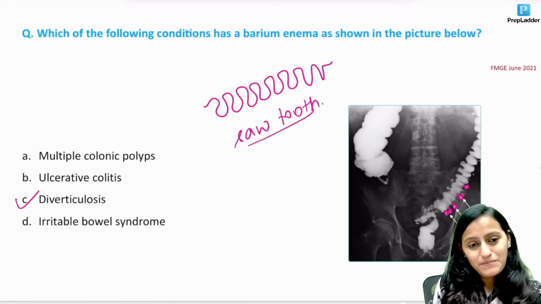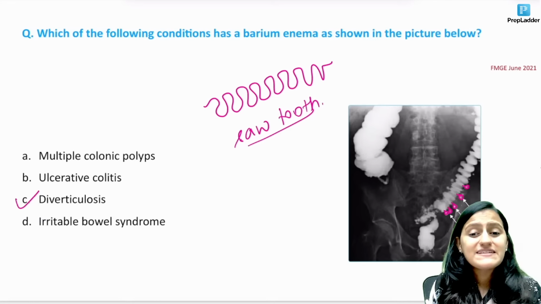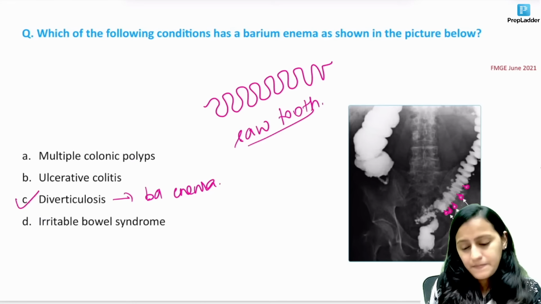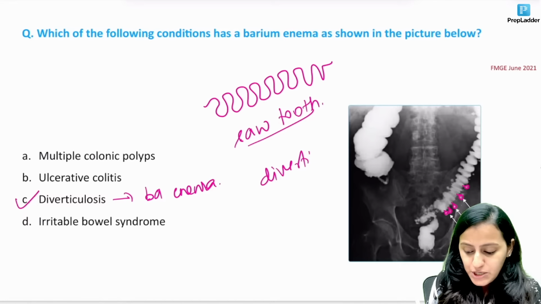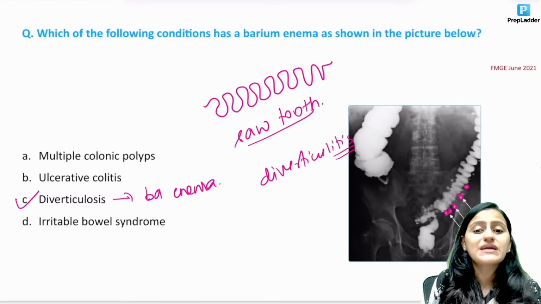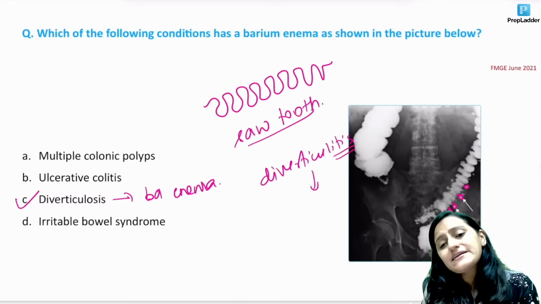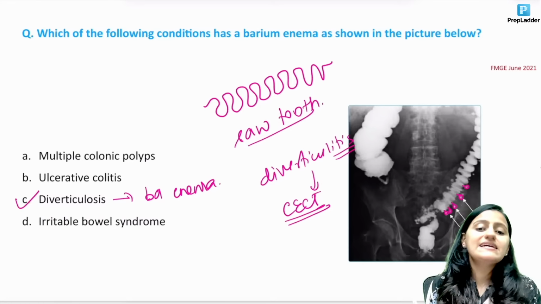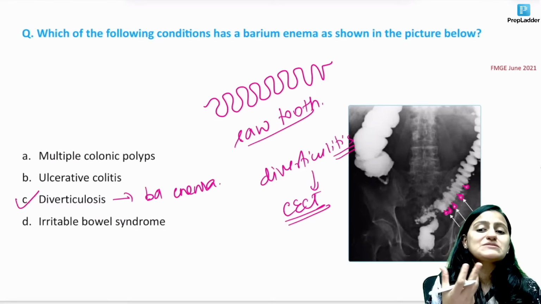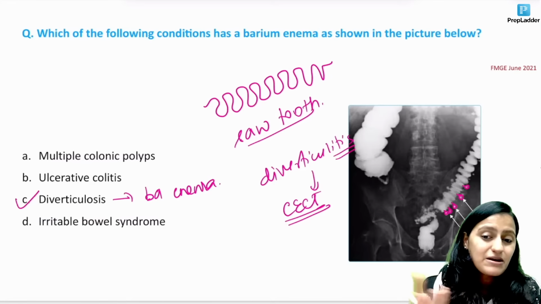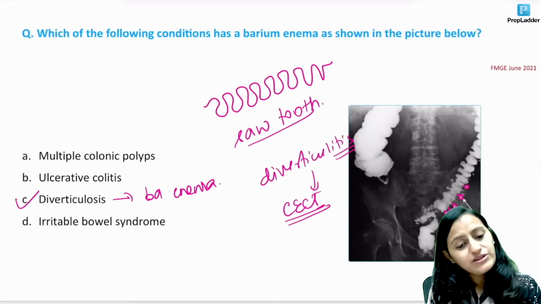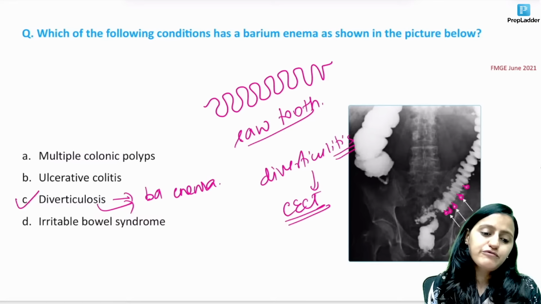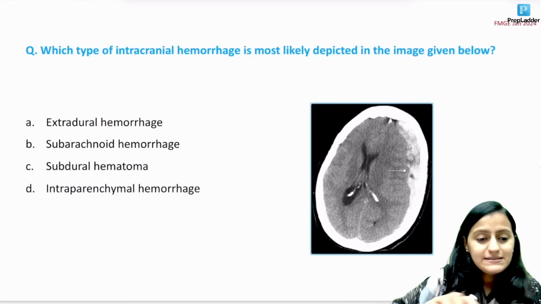So sawtooth appearance. And remember, what is the investigation of choice for diverticulosis? You would do barium enema. But if it is diverticulitis, that is acute inflammation, then in that case, you do not use barium. So in that case, you will do CECT to look at how much is the spread of the inflammation, whether there is any rupture which has happened, right? So for that, it's going to be CECT. But when it is asymptomatic, then you will go for barium enema. Okay.